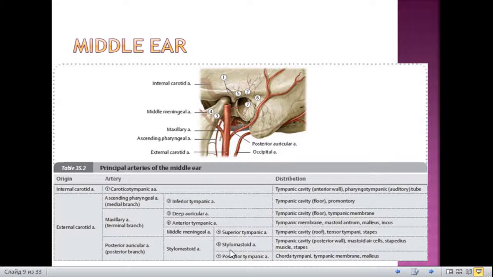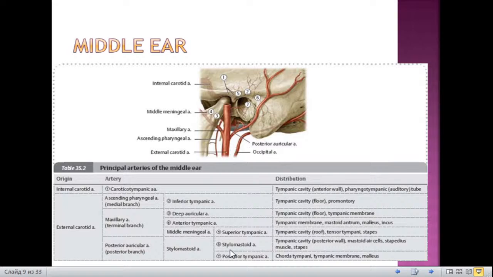It gives off the caroticotympanic arteries. They enter the tympanic cavity of the middle ear through the caroticotympanic canaliculi and supply the anterior wall of the tympanic cavity and also the auditory tube, the bony segment of the auditory tube. After that, a lot of arteries to the middle ear originate from the external carotid artery.